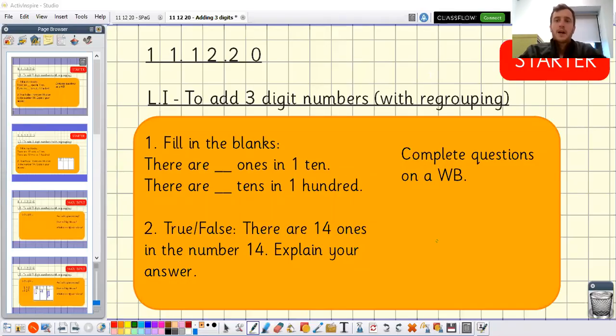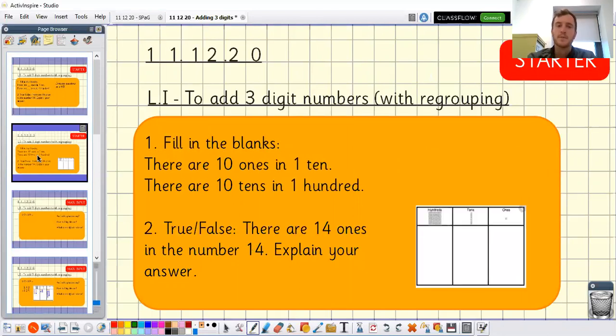There we go. As a quick starter activity, I've got, first of all, some blanks for you to fill in. So it says there are blank ones in 110. Have a think about that one. What would our blank be? And the next one says there are blank tens in 100. It says to complete the questions on a whiteboard, but obviously complete them on paper or anything else that you've got. And then the next one says true or false. There are 14 ones in the number 14. What do you think about that one? Are there 14 ones, or is it something different? See if you can have a go explaining your answer. And again, if you want to pause it there, have a quick think about those, and then we'll move on together when you're ready.